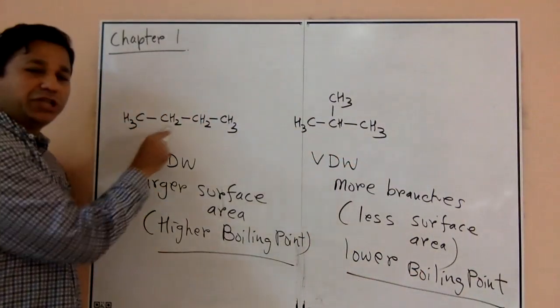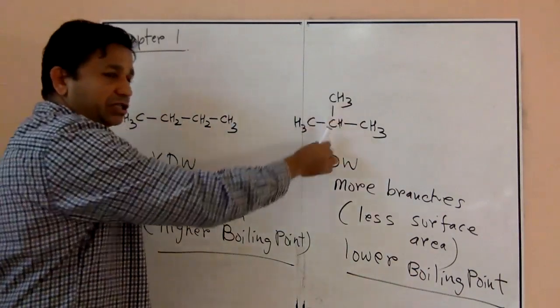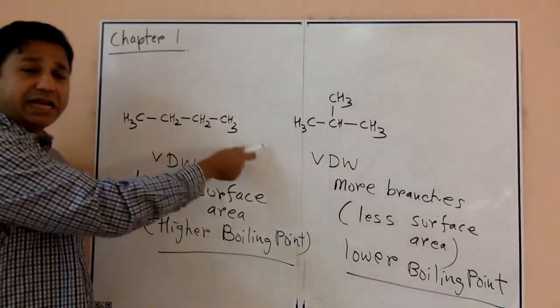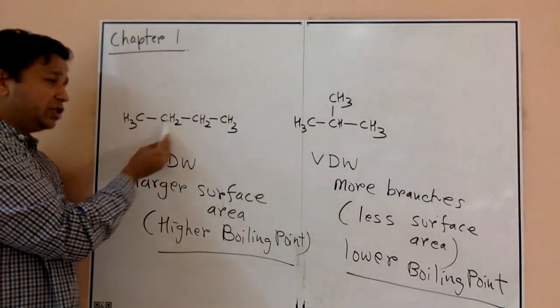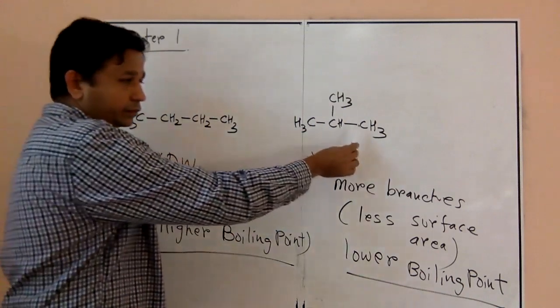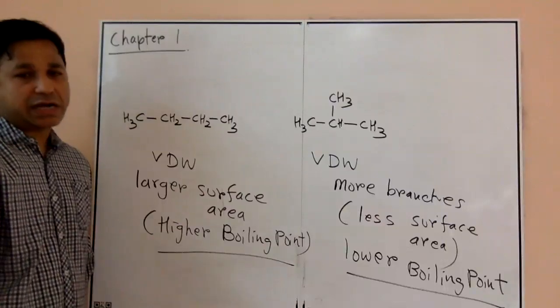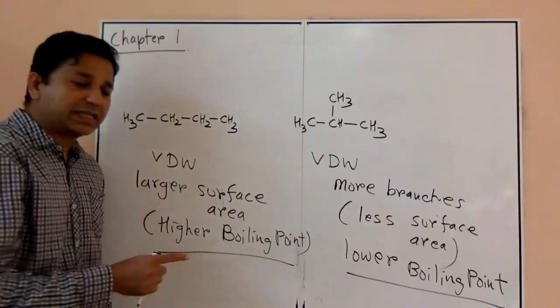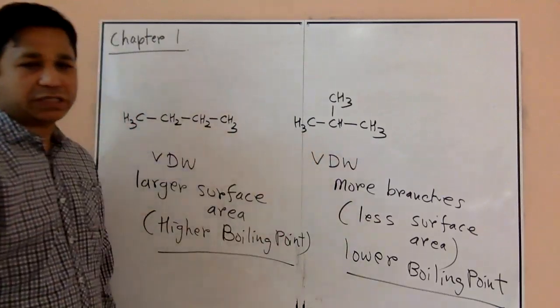Again, look at the straight chain. If it's a chain, it has a higher surface area. And if it has branches, then it has lower. But then they have the same number of carbons, right? So if you compare, you have carbon 1, 2, 3, and 4. And they have 1, 2, 3, and 4. So they have the same number of carbons and hydrogens. Okay, so the only difference here is it's a chain and this has branches.